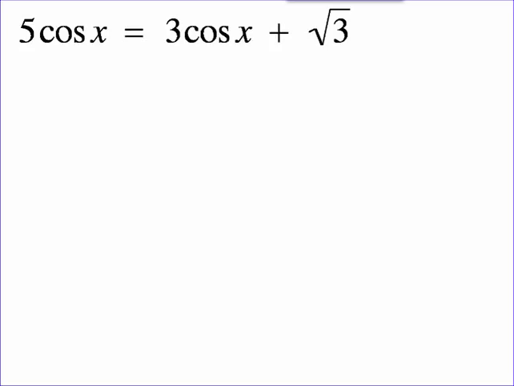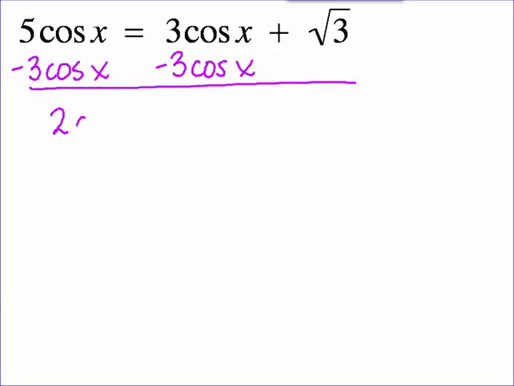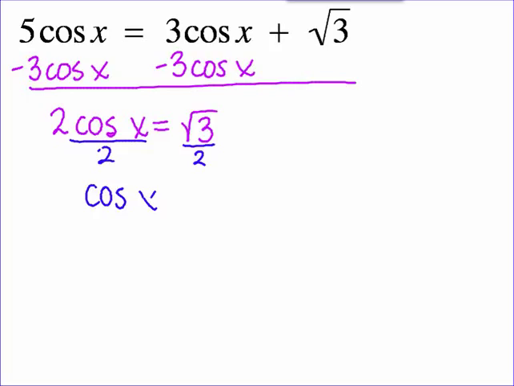So let's look at this one: 5 cosine x equals 3 cosine x plus root 3. So minus 3 cosine x, very good. That's the very first step I'm going to do. On the left side, I'm left with 2 cosine x. On the right side, I get root 3. What do you do now? Divide by 2. So I end up getting cosine x equals root 3 over 2.